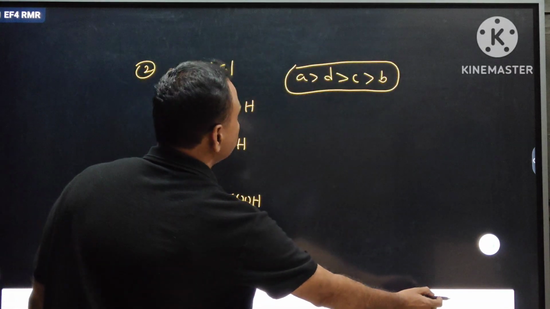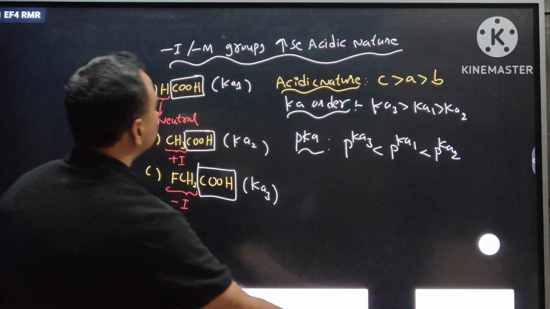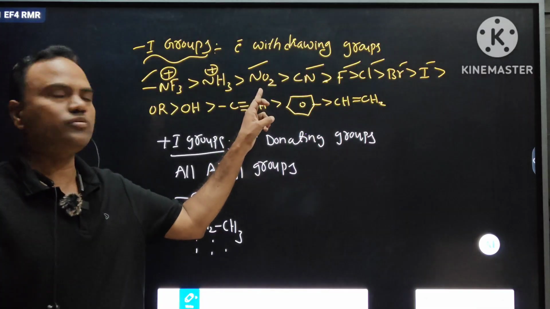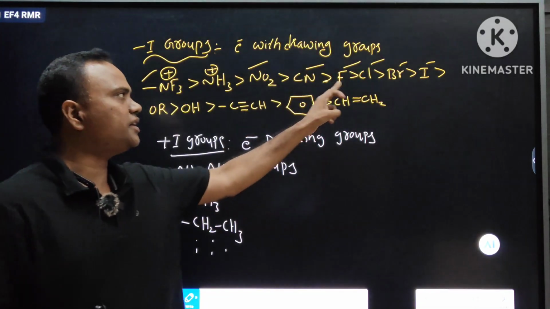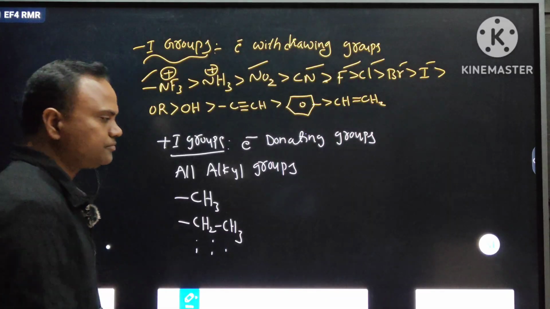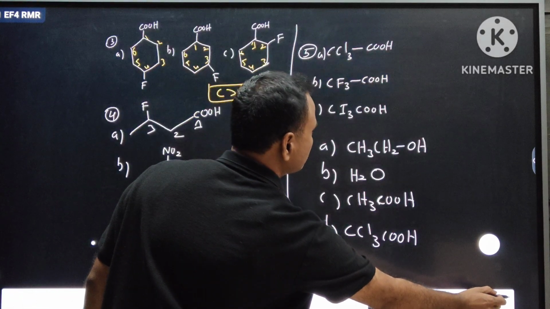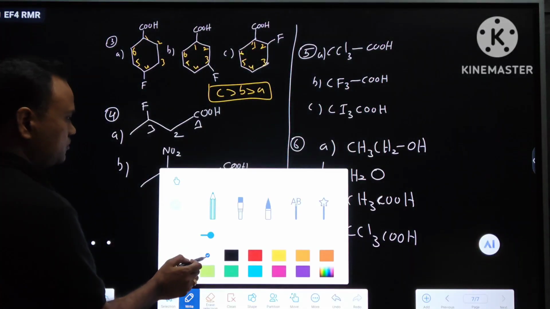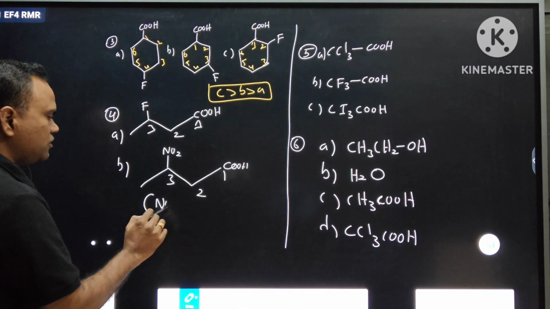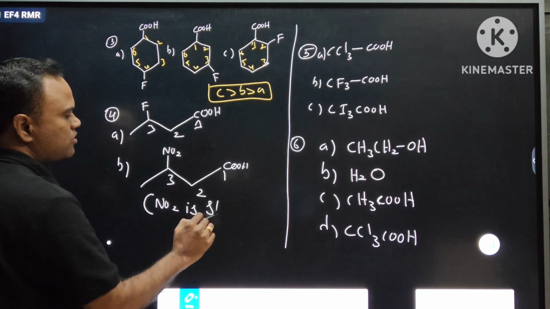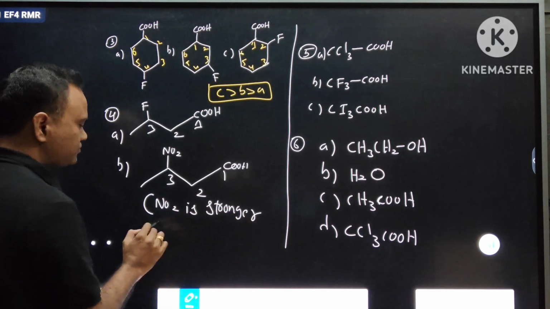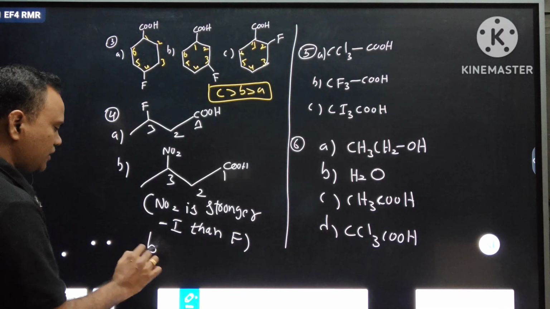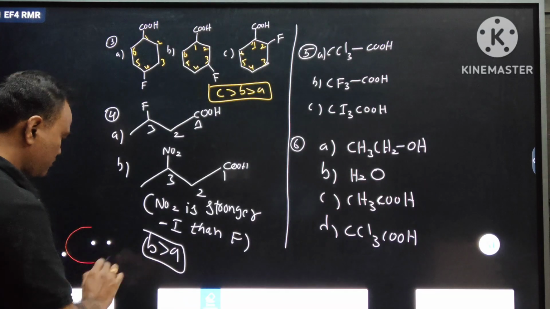Once look at this. NO2 has more minus I strength: NO2 greater than cyanide greater than fluorine. NO2 is a strong minus I, a stronger minus I than fluorine. So B greater than A.